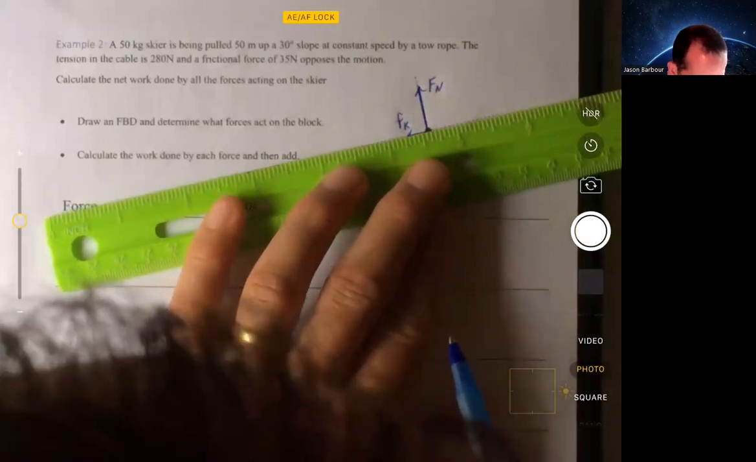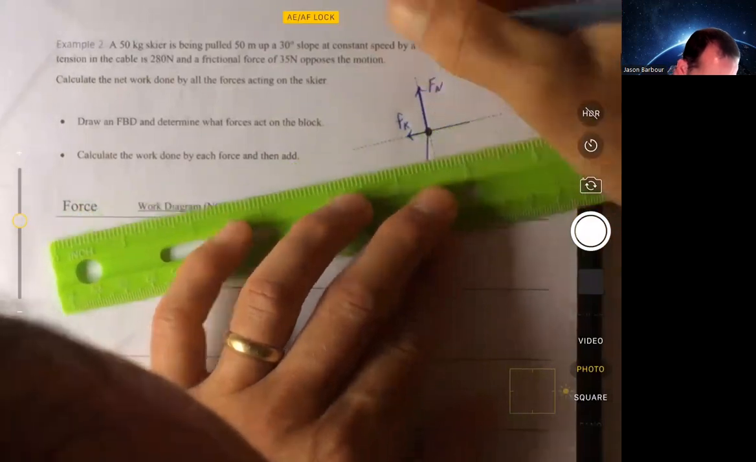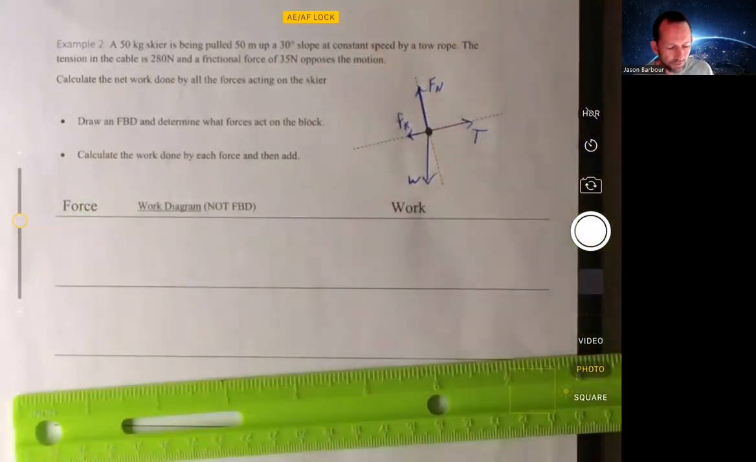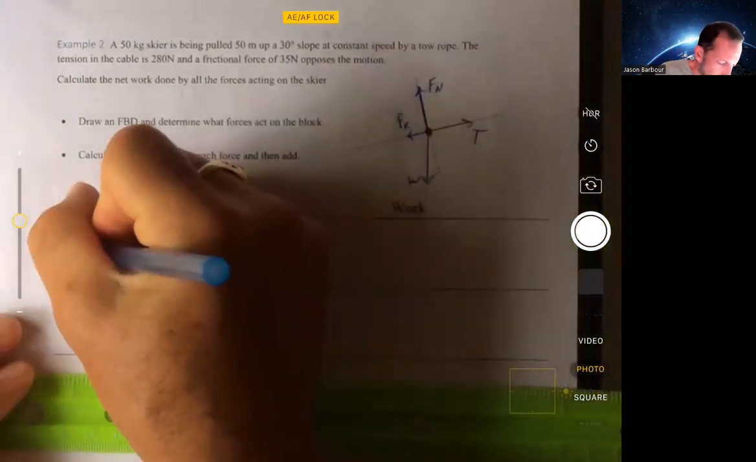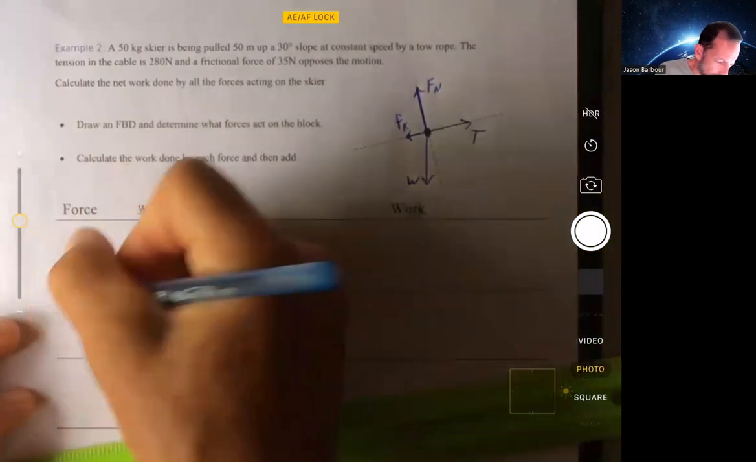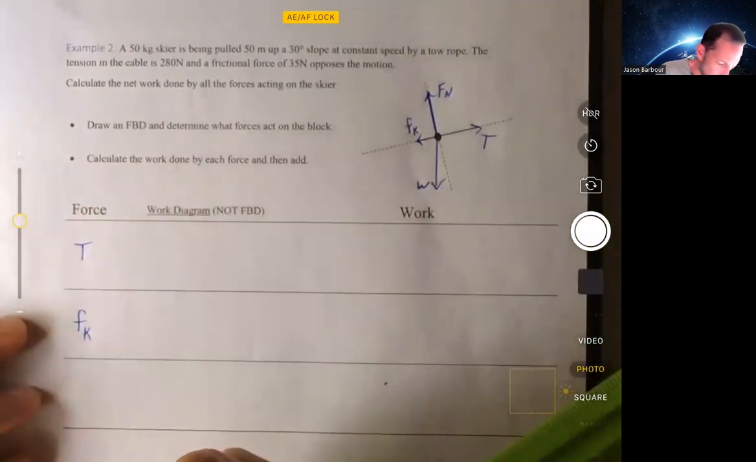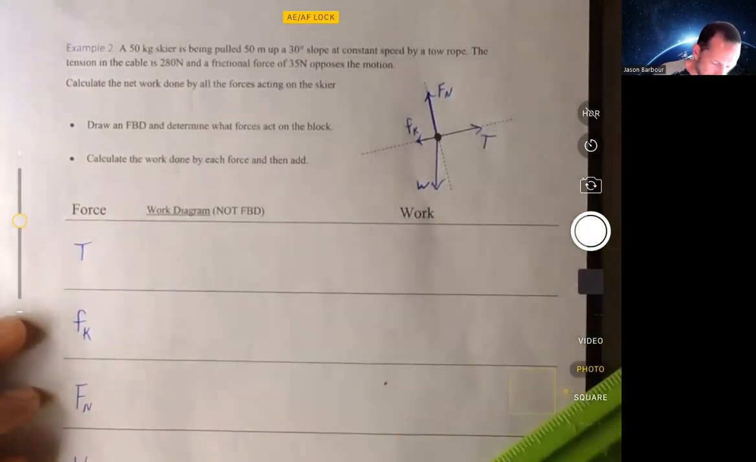And then there is a tow rope. And so that is up the slope and that gets capital T. All right, so there's the free body diagram. Now we're gonna do a work diagram and calculate the work for each of these. So T, F sub K, F sub N, and weight. And then we have an extra space.